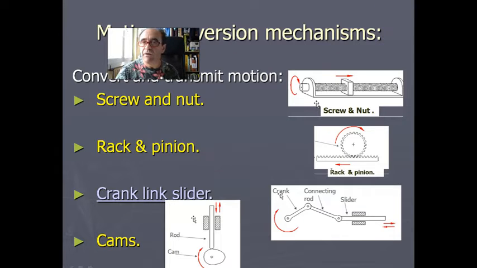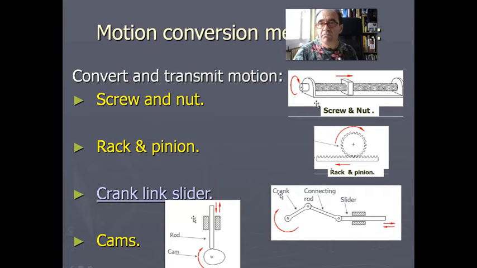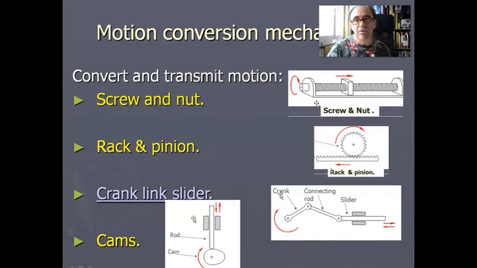And we have covered motion transmission, and now we are going to cover motion conversion. We have four main systems: screw and nut, tornillo y tuerca, rack and pinion, piñón cremallera, crank link slider, que sería biela manivela, and cams, that could be levas.